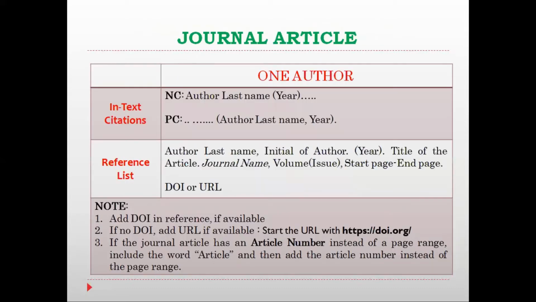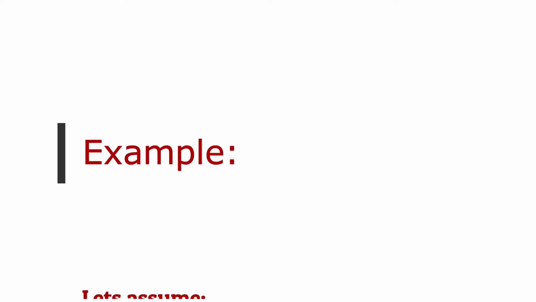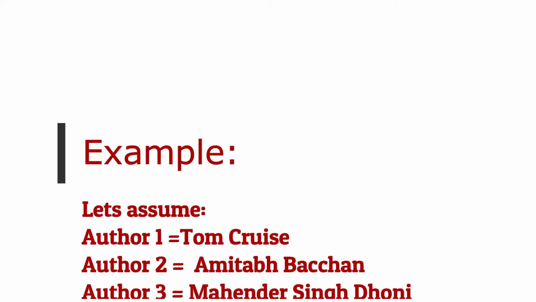To begin with, let's say you cite your work from a journal article, and the journal article can be single author. If so, this is how it will appear in the in-text citation, and the style of reference will follow the format that I have simplified for you. This is how it will appear in text, and this is how it will be in the reference list.